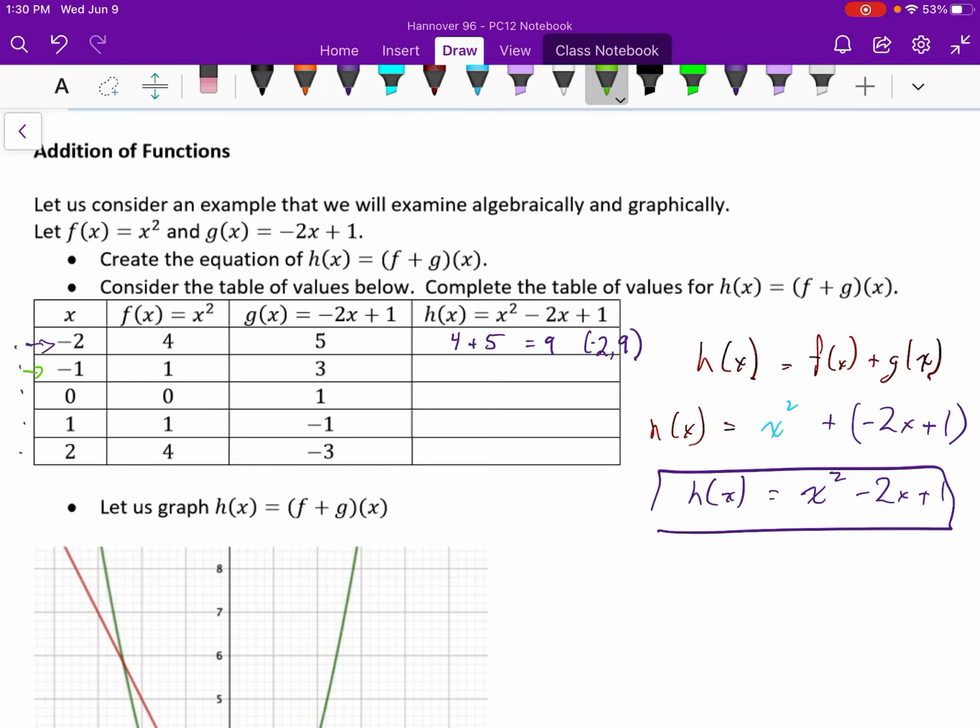When x is equal to negative 1, we had a value for f of negative 1 and the value of g of negative 1. We simply add those together and we get another point where the x value is determined by your original input and the y value is your output. Similarly, the value of h of x, where x is equal to 0, is 1. So I know I have a point 0, 1.